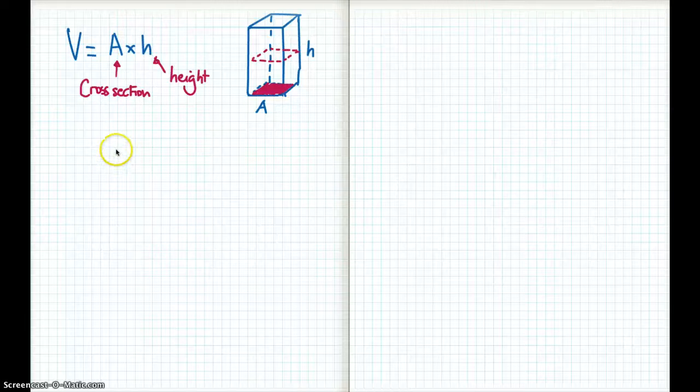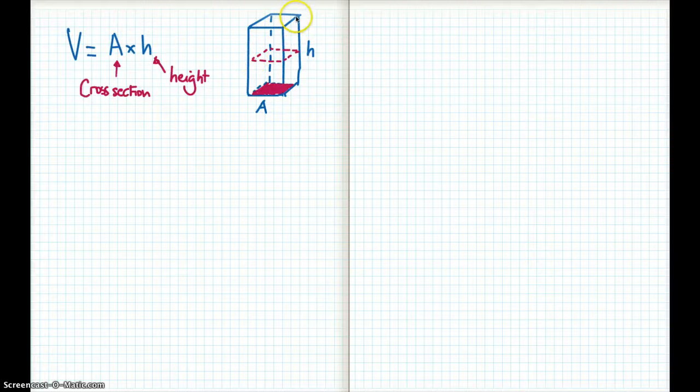Okay, in this little video we're going to just be reminded of how to work out the volume of a regular prism. We know the formula says the volume equals the area times the height, and the area, when we talk about prisms, we're talking about the area of the cross section. That cross section means this bit.